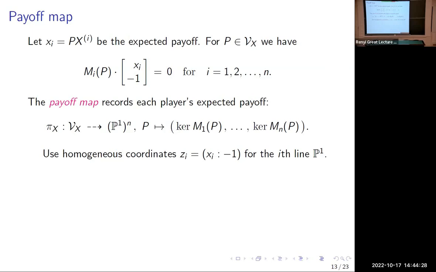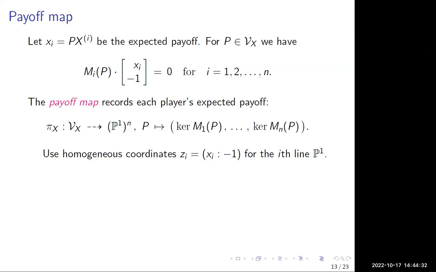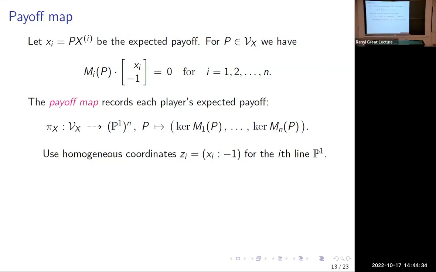Now then, for each Spohn equilibrium, for each point of the variety, if I take my tall, skinny matrix Mi and I multiply with the column vector xi, minus 1, then I get 0. That was the definition. Remember, in the first column, I had the denominators. In the second column, I had the numerators. That's all I'm saying. So in particular, this matrix has rank 1.